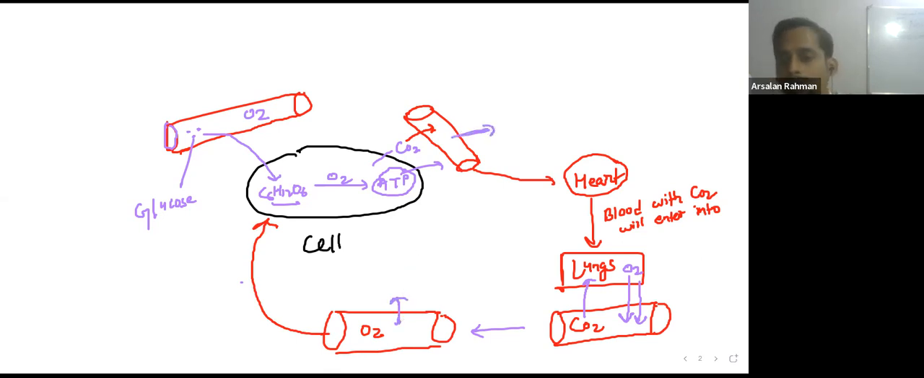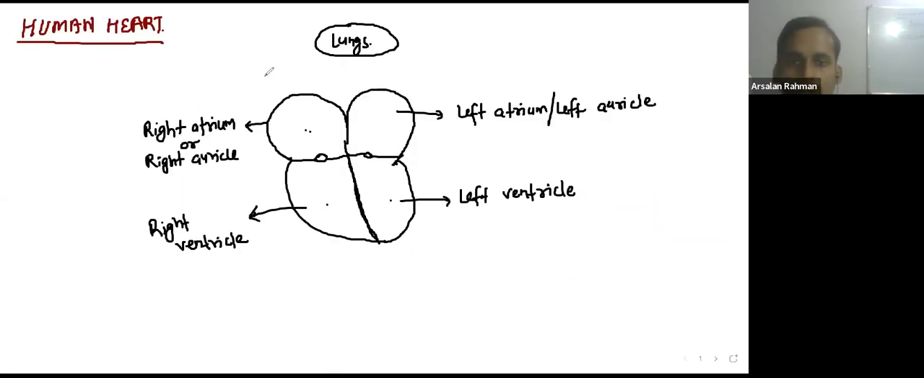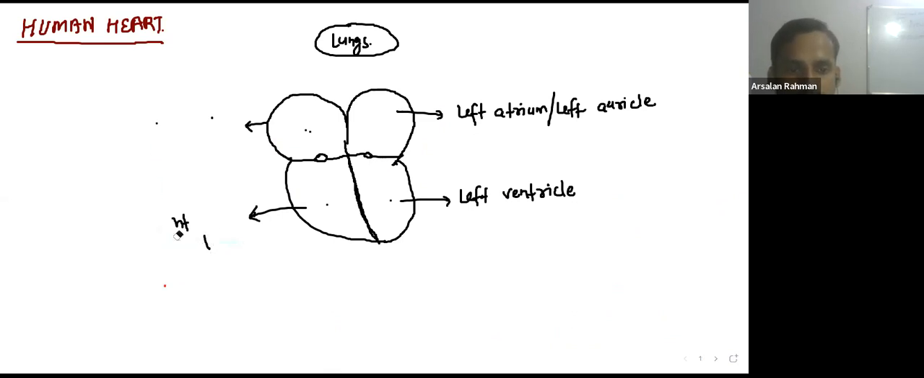Okay, so there is a pipe. I will mention the name later on. Okay, let me draw different blood vessels first. Let me draw blood vessels.